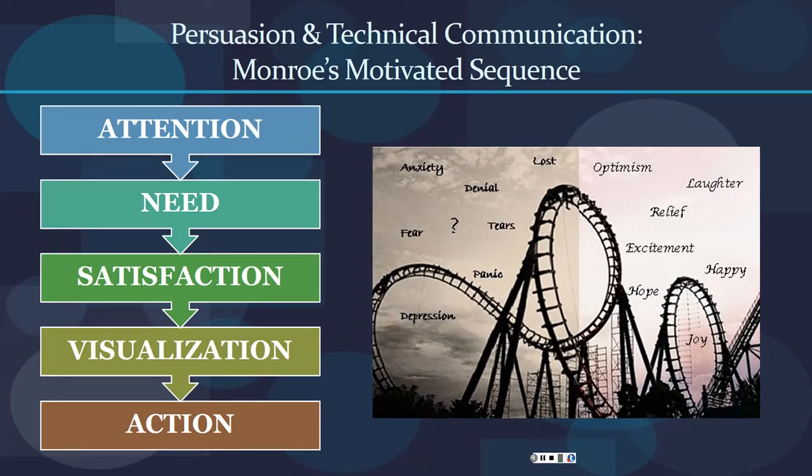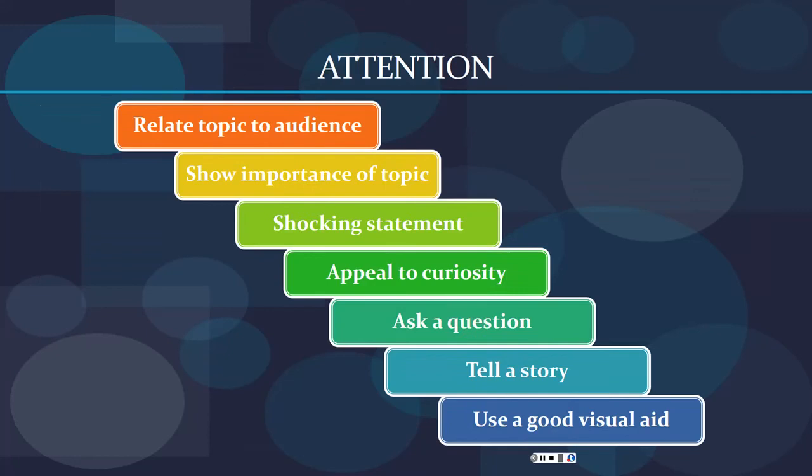Monroe's motivated sequence was developed by a man named Alan Monroe in the 1930s, and it's still around today, and you'll start seeing it everywhere because it works. It works really well for that same reason of it manipulates your emotions. So we'll talk about the different parts of that, and we'll see what that looks like.